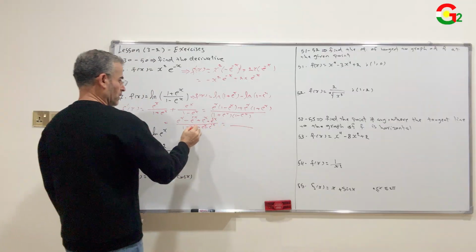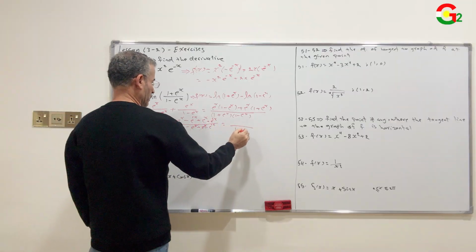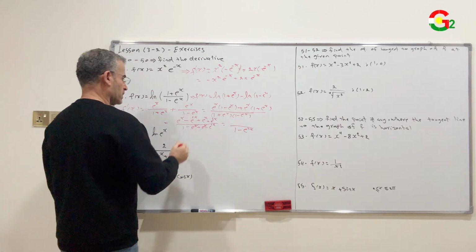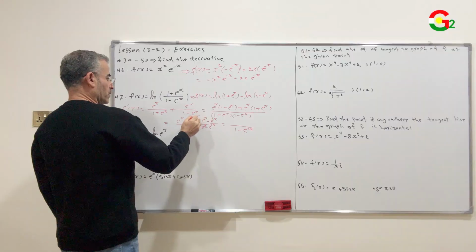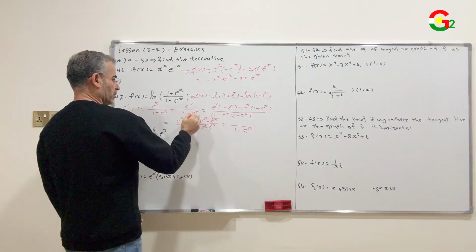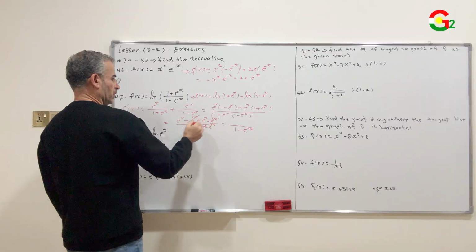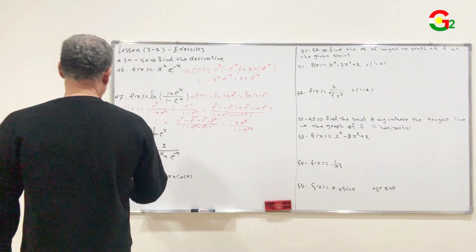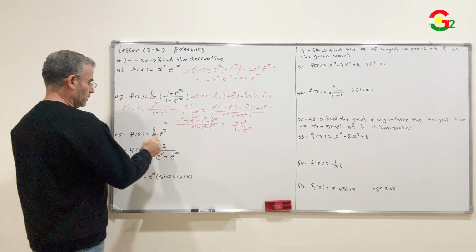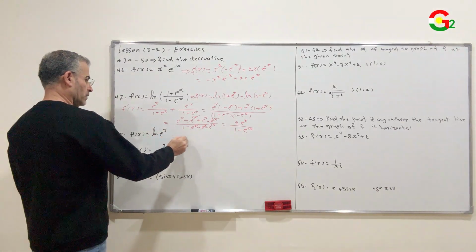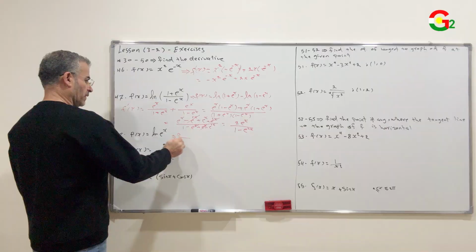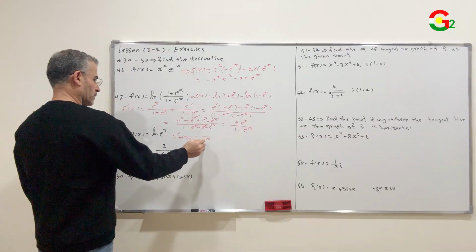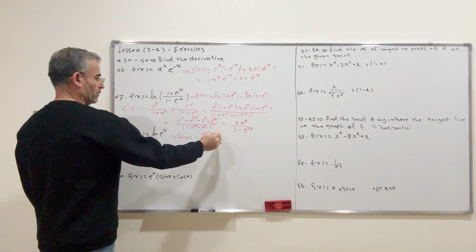equals e to the x plus e to the x, which is 2 e to the x. Then in the denominator it will be 1 minus e to the 2x. Question number 48, f prime of x equals e to the x, the derivative of e to the x in the numerator equals 1.